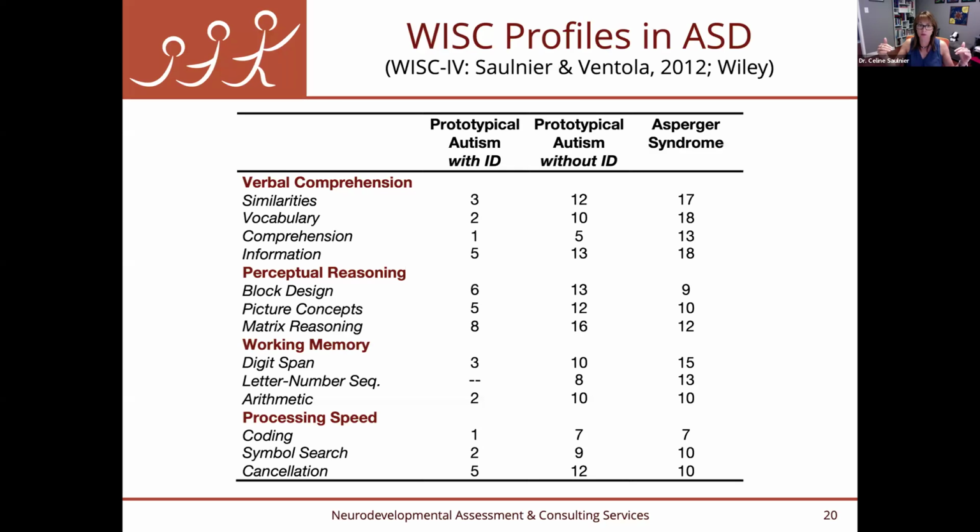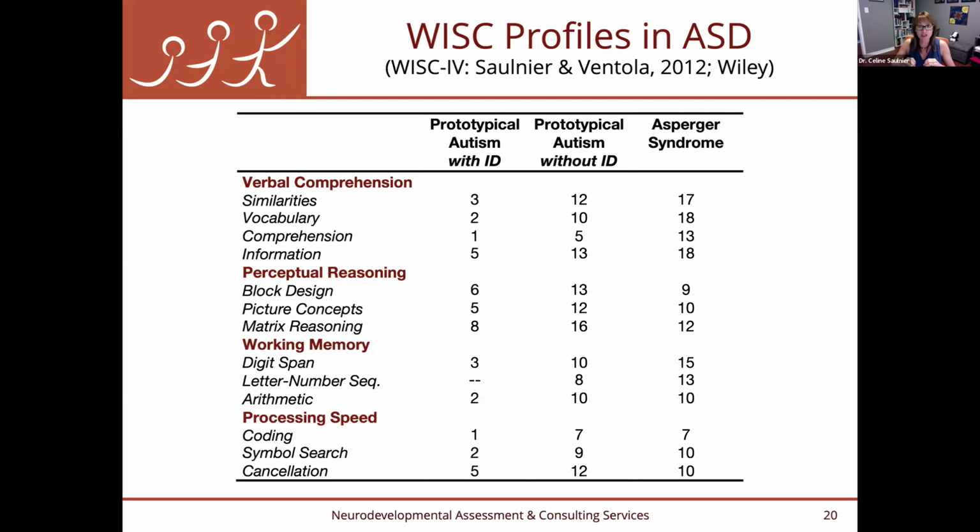For those of you who give the WISC-5 or even the WAIS for individuals on the spectrum, it's not diagnostic, but it can inform your diagnostic conceptualization when you see this scatter. Within the verbal domain, information is facts that never change. That will be a strength in autism, no matter what the person's level of functioning is. Vocabulary and similarities will be a strength for your high verbal autistic individuals.